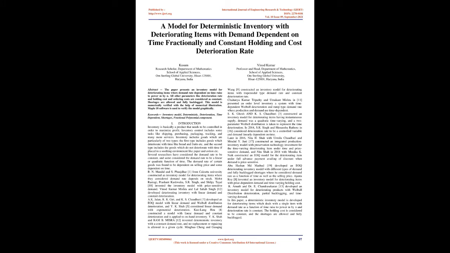Introduction. Inventory is basically a product that needs to be controlled in order to maximize profit. Inventory control includes tasks like shipping, purchasing, packaging, tracking, and many more services. Inventory includes goods which are particularly of two types. The first type includes goods which deteriorate with time, like bread and fruits, and the second type includes goods which do not deteriorate with time if placed in a suitable environment, like paper and cotton.